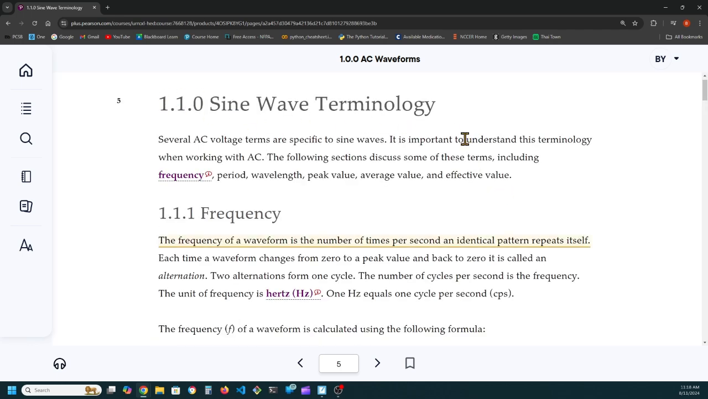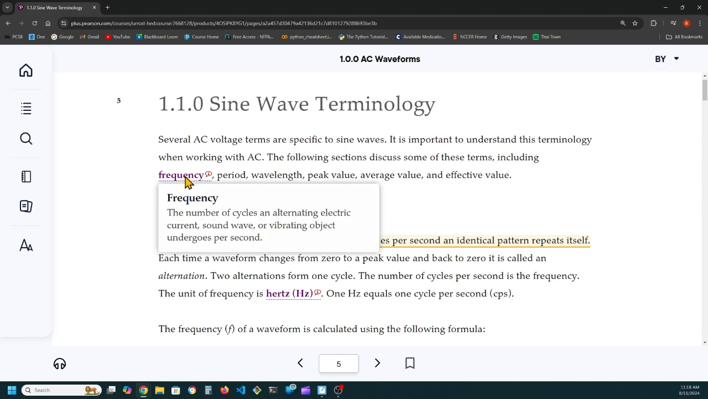1.1.0 sine wave terminology. Several AC terms are specific to sine waves. It's important to understand the terminology when working with AC. The following sections discuss some of these terms, including frequency, period, wavelength, peak value, average value, and effective value. Frequency is how many cycles per second. Here in the United States and Canada, we use 60 hertz or 60 cycles per second. That means that we get 60 positive peaks and 60 negative peaks in 1 second.